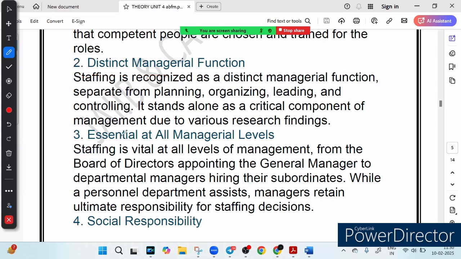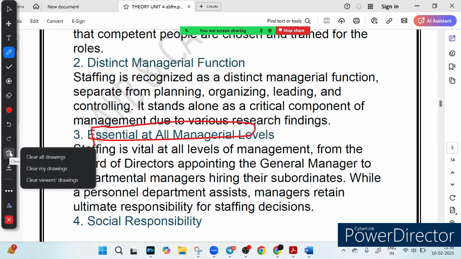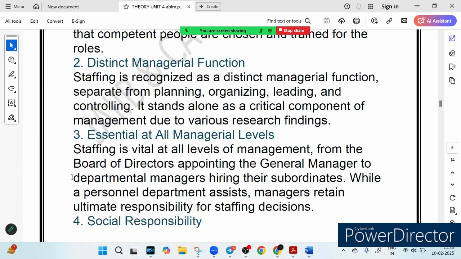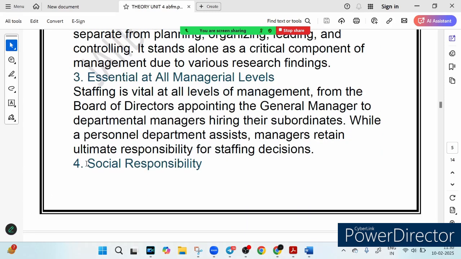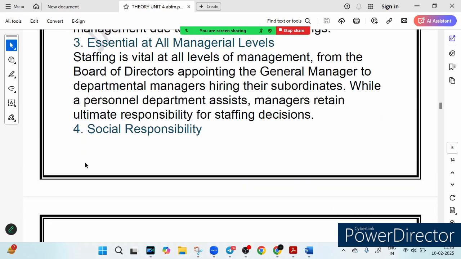Now the next point we have is that it is essential at all managerial levels. It means from top leaders like the board of directors choosing a general manager to departmental heads hiring their members, staffing is crucial at every level, and while the HR department helps, managers have the final say.